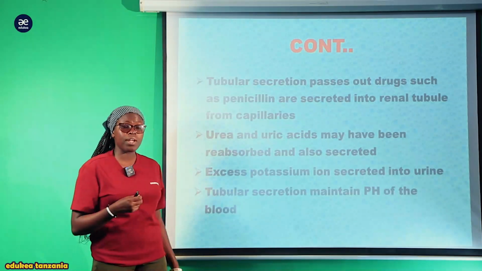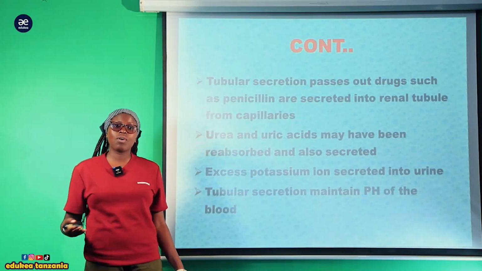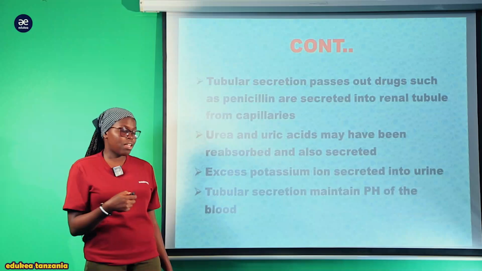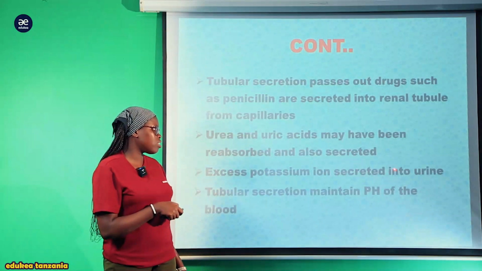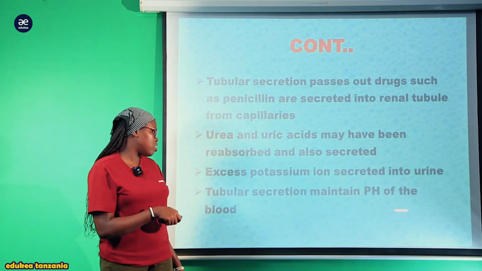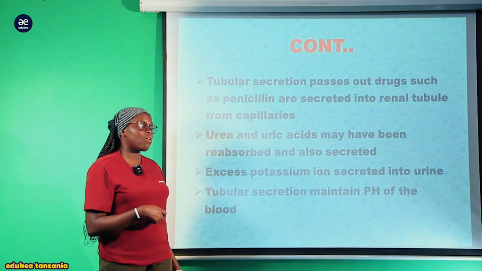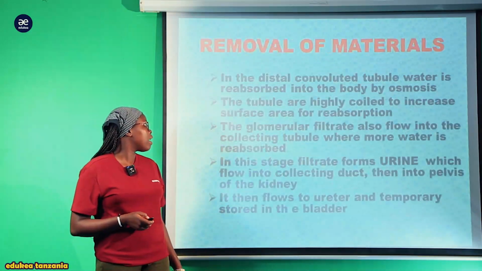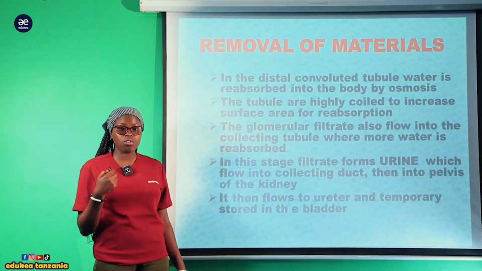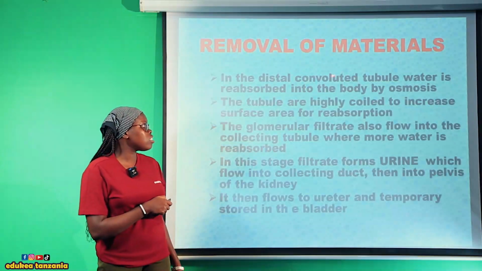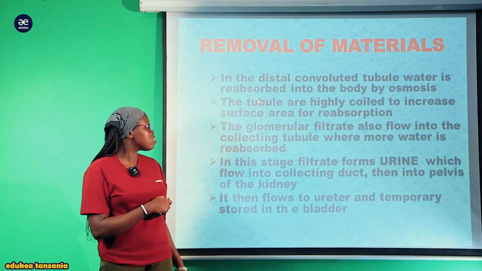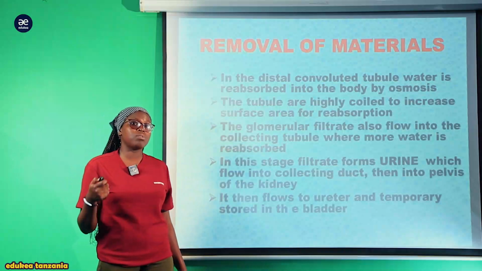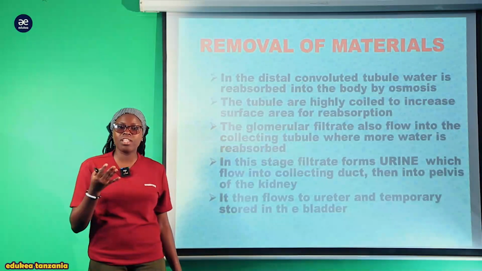Na vile reabsorption maana kwamba zile substances ambazo zinakuwa zinahitajika zinakuwa zinabidi turned back into the body kwa ajili ya further process. Lakini secretion tunaenda kutoa zile ambazo hazihitajiki. So excess potassium ion are secreted into the urine, na vile tubular secretion maintain the pH of the blood. Kwa hiyo hapa tubular secretion yenyewe kwa ajili ya kuweza ku maintain the acidity au the chemical composition of the blood. Now the removal of material ndio secretion, ambapo sasa in the distal convoluted tubuli water is reabsorbed into the body by osmosis. Kwa hiyo tunaangalia katika distal convoluted tube ambayo ipo katika end of the loop of Henle, maji yanabii reabsorbed back by osmosis kuingia katika mwili kwa ajili ya other processes.